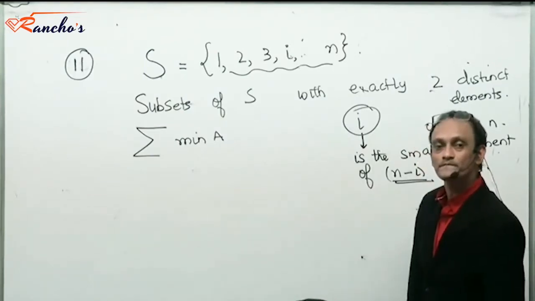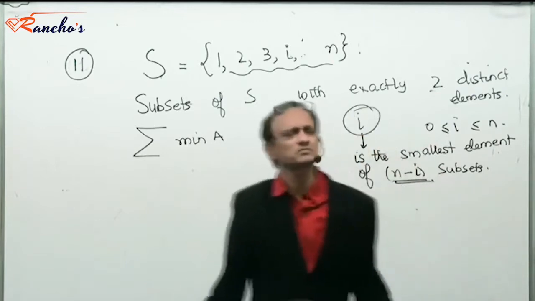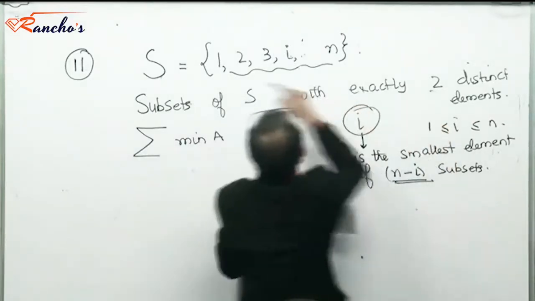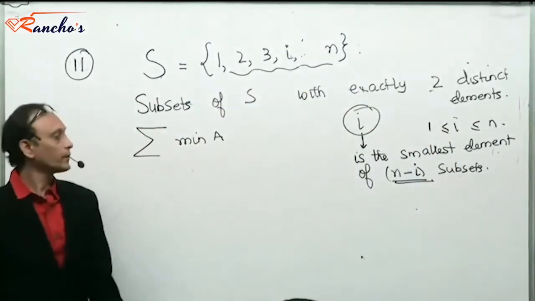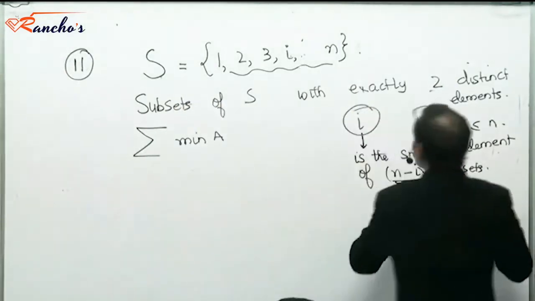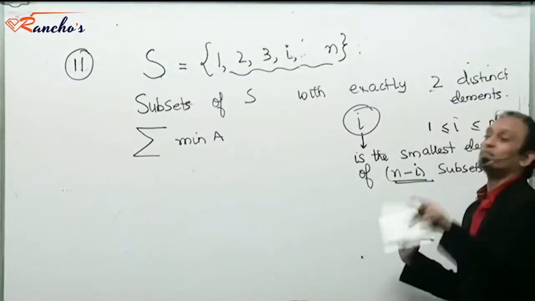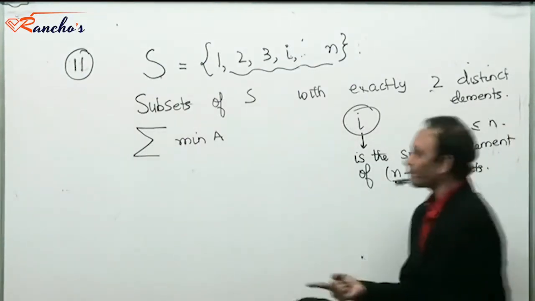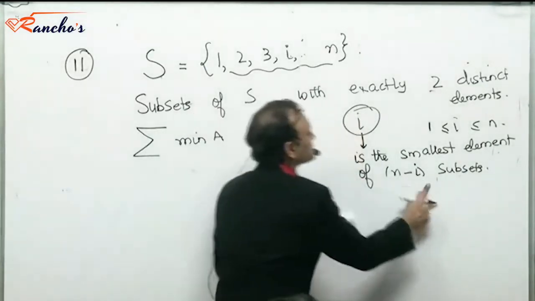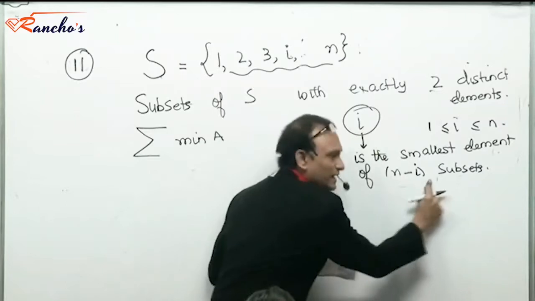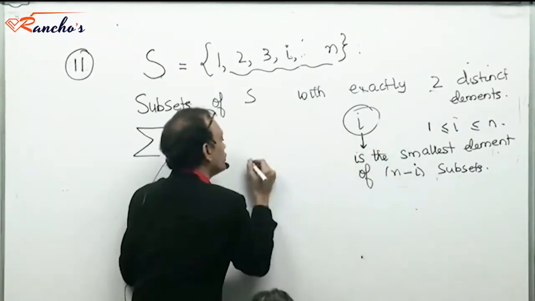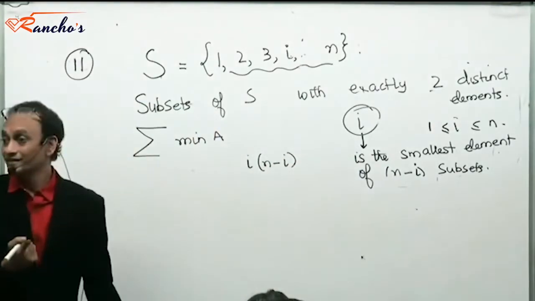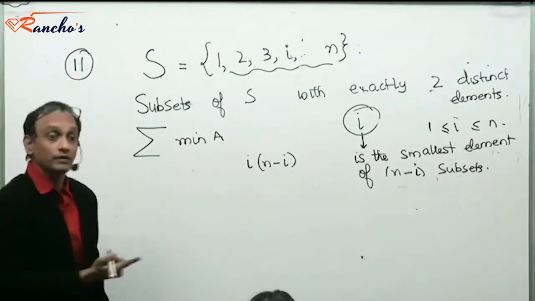Yes or no? That's a special case. Well, 0 is not included here, so in this case i lies between 1 and n. Right? So, do you understand this? i is the smallest element of n minus i subsets. Yes or no? i can range from 1 to n. So, in these n minus i subsets, if you add their i's, what do you get? i into n minus i, because i appears n minus i times. Right?